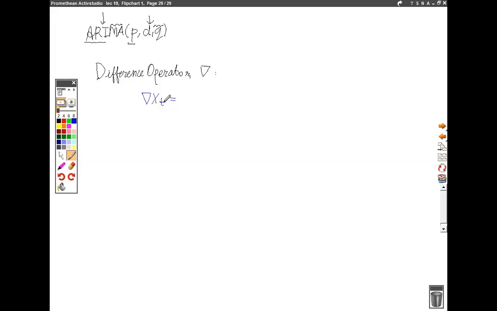Okay, so when I'm talking about a difference operator, what will this be? How should I write my difference operator of xt? xt minus xt-1, right? It will be xt minus xt-1.